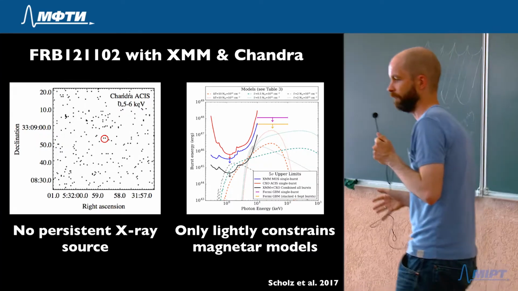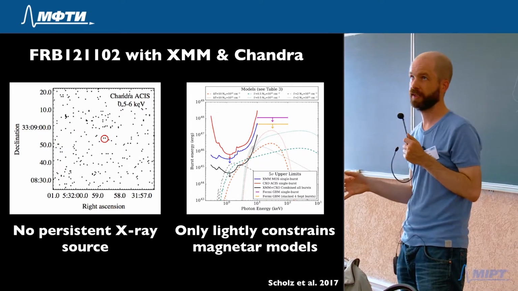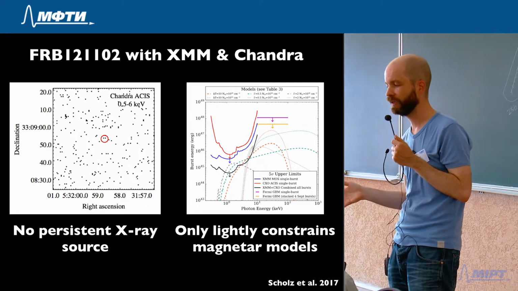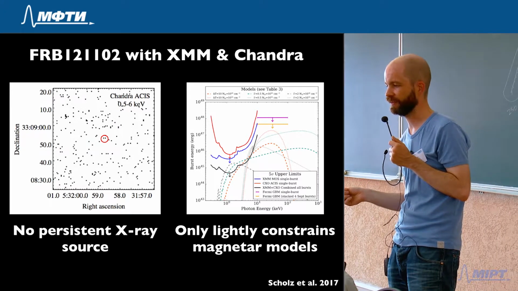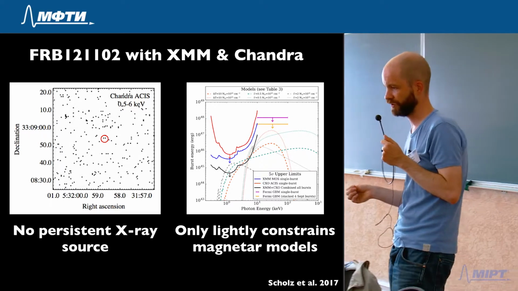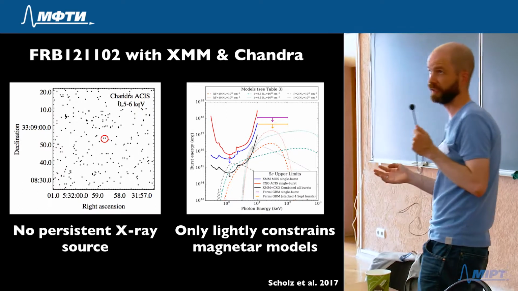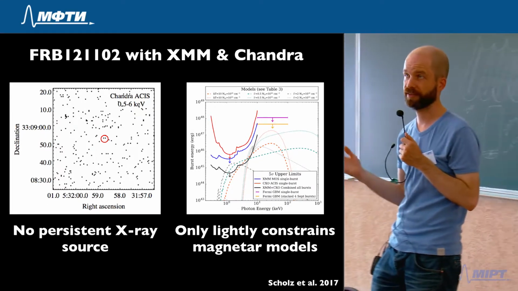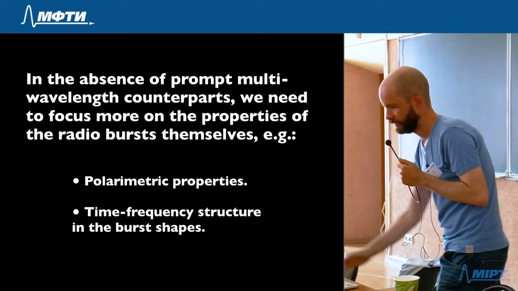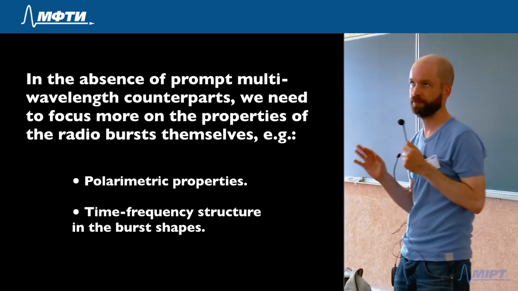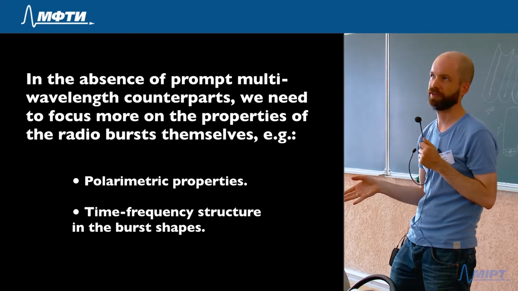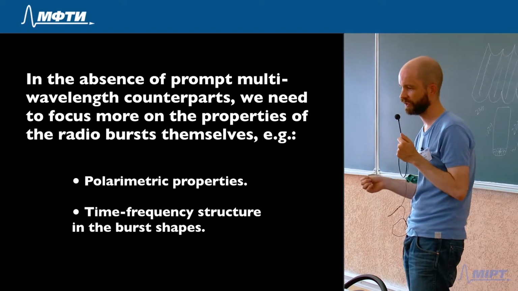So unfortunately, this is only lightly constraining on magnetar models, because if you predict how bright this source should be, if it was a magnetar at this distance, it's really at the limit of what we can actually probe with XMM or with Chandra. Similarly, we have not found any optical flashes, and similarly, we have not found any gamma ray flashes. So in the absence of some kind of prompt or persistent multi-wavelength counterpart, how are you going to try and figure out what the source actually is?